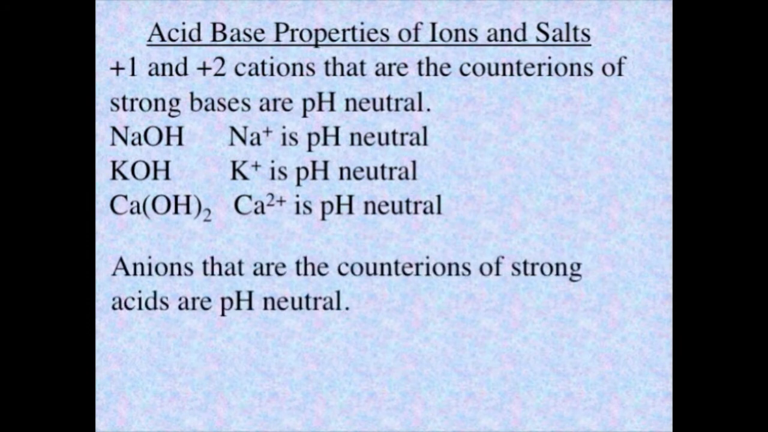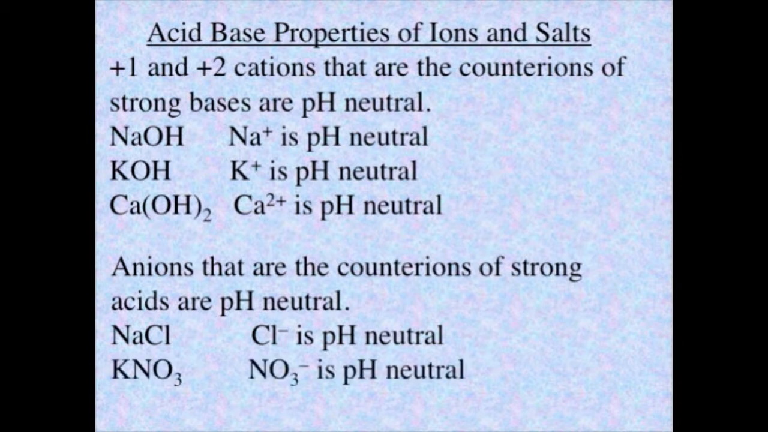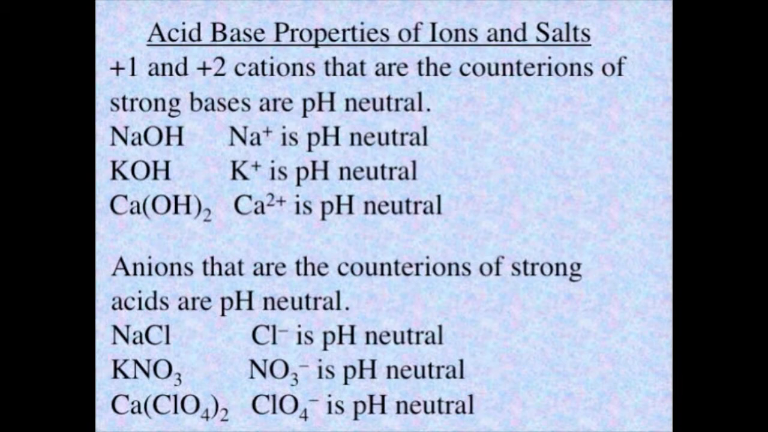Anions that are the counter ions of strong acids are also pH neutral. For example, the chloride, which is the counter ion in hydrogen chloride, is pH neutral. Nitrate, again, is a counter ion of a strong acid, and nitrate is pH neutral. Or perchlorate, ClO4-, is pH neutral.